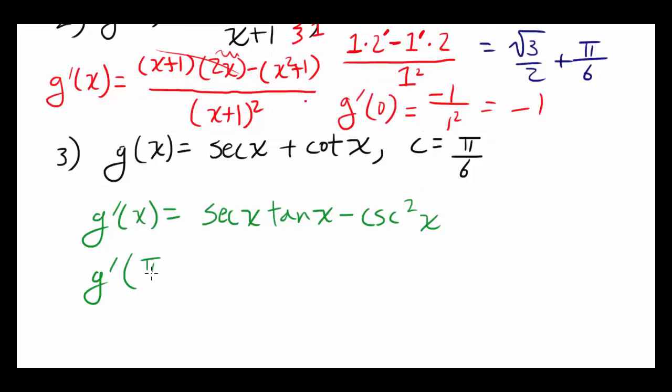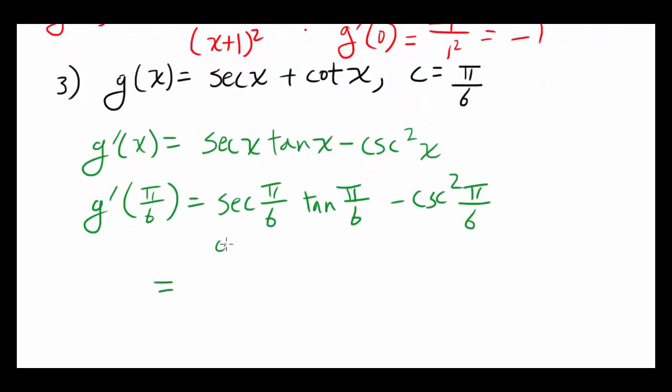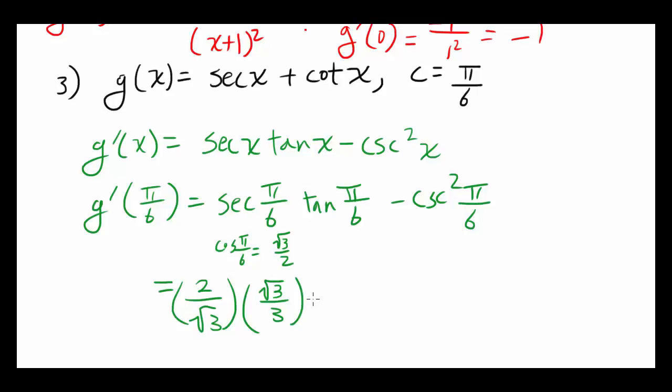g prime at pi over 6: secant of pi over 6 times tangent of pi over 6 minus cosecant squared at pi over 6. Well, cosine of pi over 6 is square root of 3 over 2, so secant of pi over 6 is going to be this flipped. So you have 2 over square root of 3 times tangent of pi over 6, which we know as square root of 3 over 3, minus cosecant squared of pi over 6.